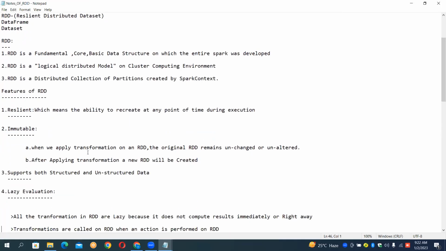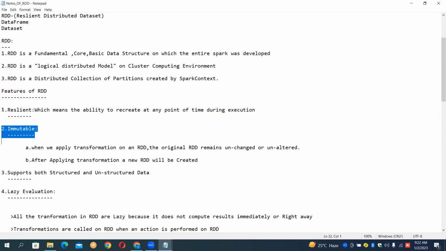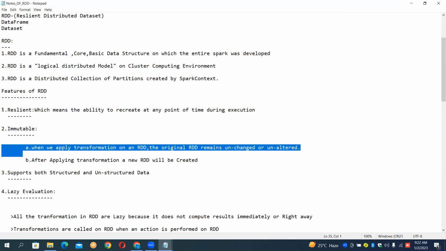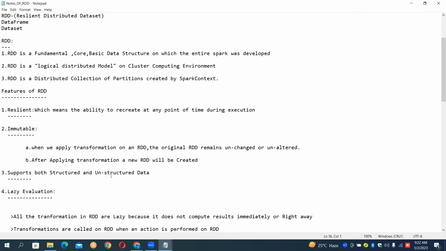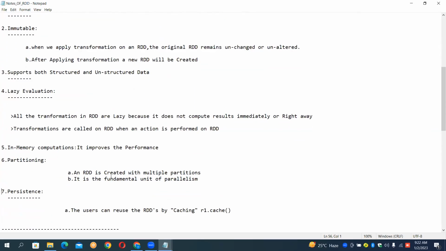These are things we have already discussed long back. What do we mean by resilient? Resilient means the ability to recreate at any point of time during the execution. Immutable: when we apply a transformation on an RDD, the original RDD remains unchanged, and a new RDD is created. RDD supports both structured and unstructured data. Then you have lazy evaluation and in-memory processing, which improves the performance.